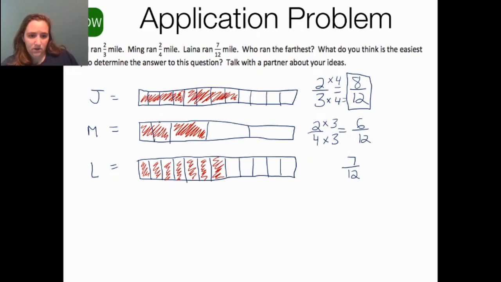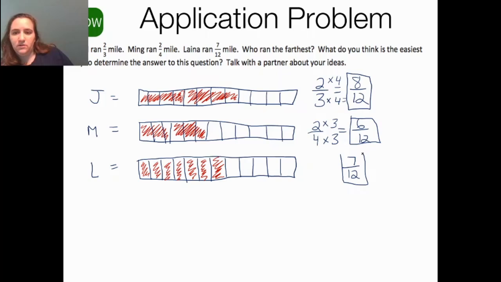1, 2, 3. 1, 2, 3. 1, 2, 3. 1, 2, 3. So we should have 1, 2, 3, 4, 5, 6 boxes shaded in, which we do. So now we're just going to look at this and see which one of these is the largest. So we have 8/12, 7/12, and 6/12. Well, 8/12 is clearly the right answer.